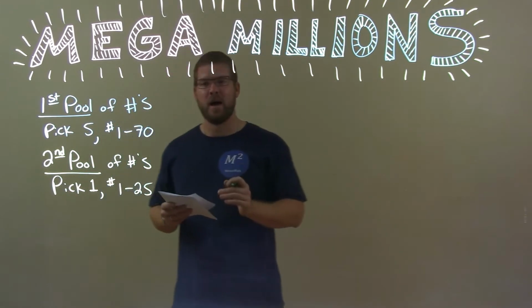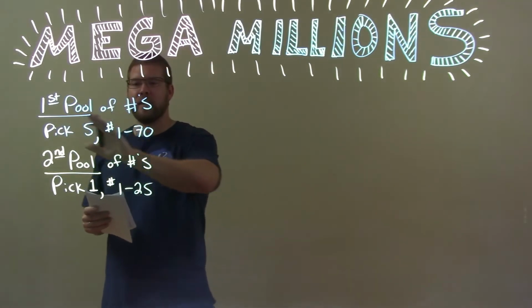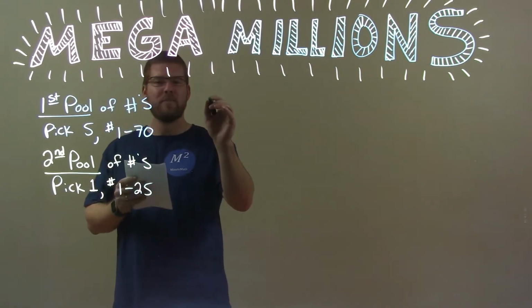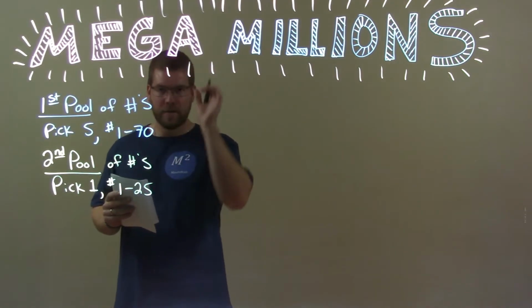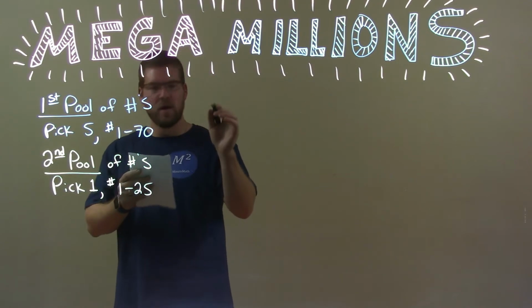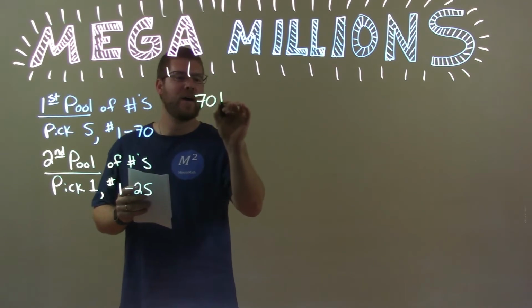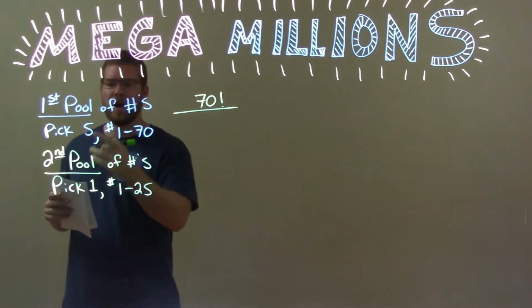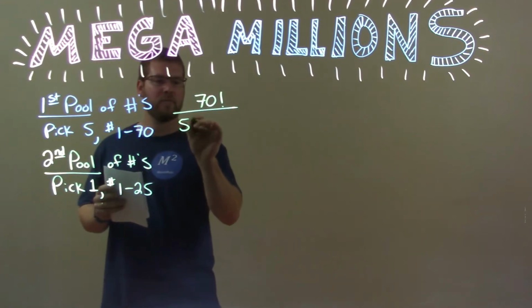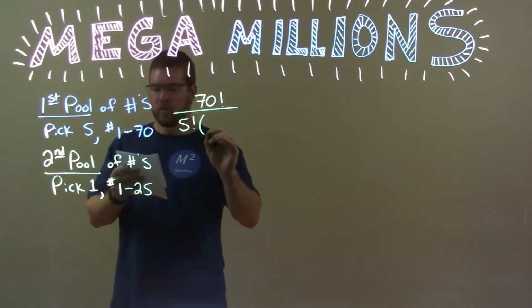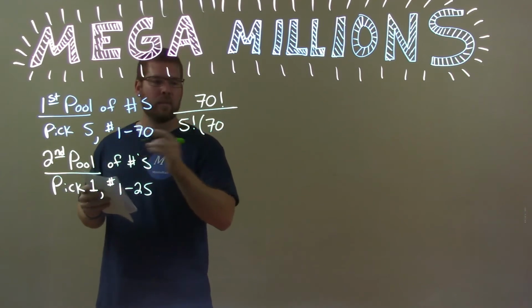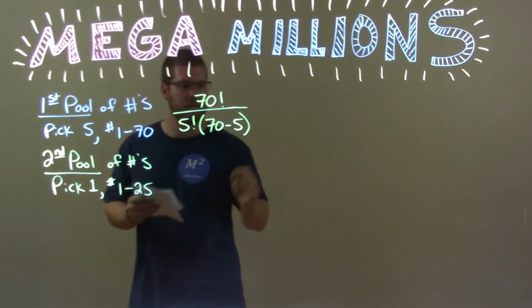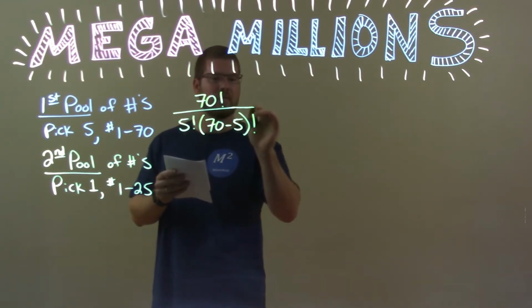So let's go through the math behind this. We first want to find the odds of getting the first 5 numbers correct. To do that, we have 70 balls that we can pick from the first, right? Or 70 numbers from the first pool of numbers. So what we want to do is take that 70 factorial, and we're going to divide that by the number of numbers that we can pick, 5 factorial, multiplied by the total number of options, 70, minus 5, the number of options we're going to pick, and that's going to be factorial as well.